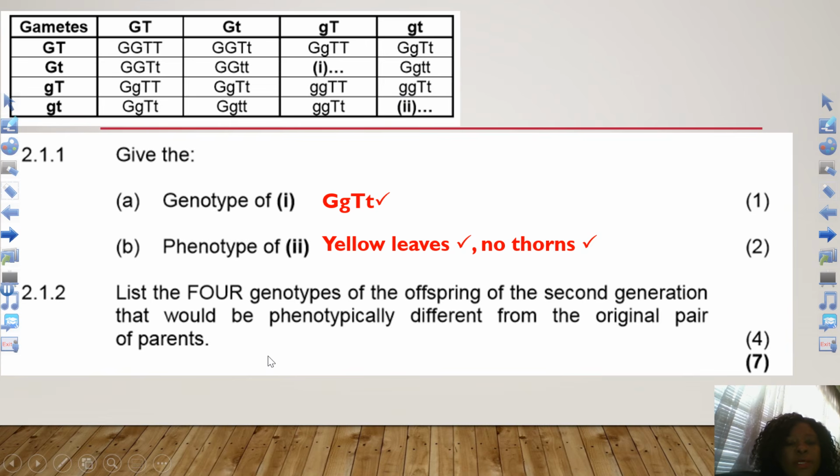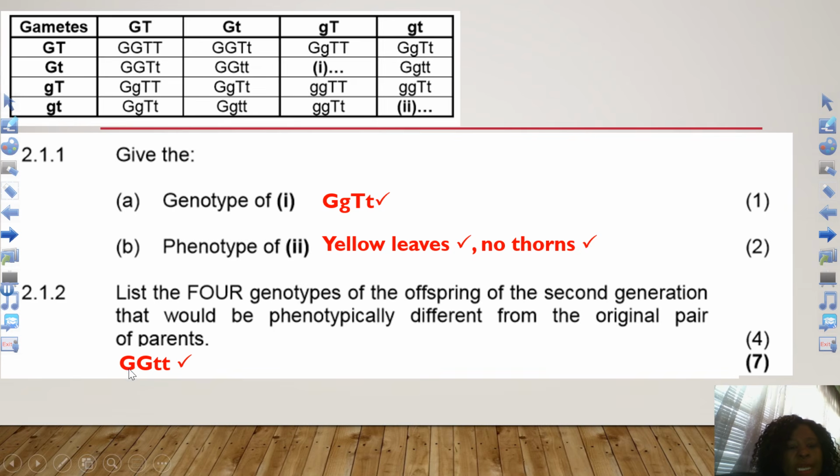Then in 2.1.2, it says list the 4 genotypes of the offspring of the second generation that would be phenotypically different from the original pair. The original pair was green with thorns and yellow without thorns. So we want genotypes that represent offspring that doesn't have green with thorns or yellow without thorns. So the possible genotypes would be these ones.